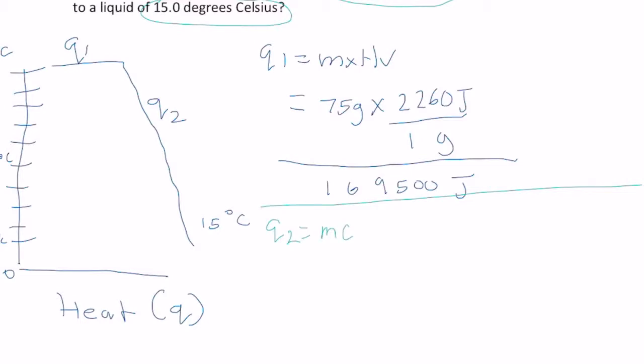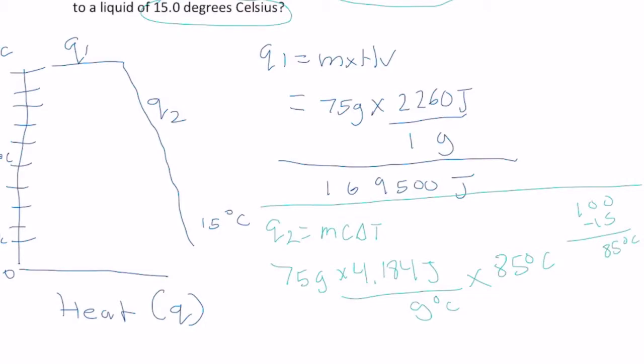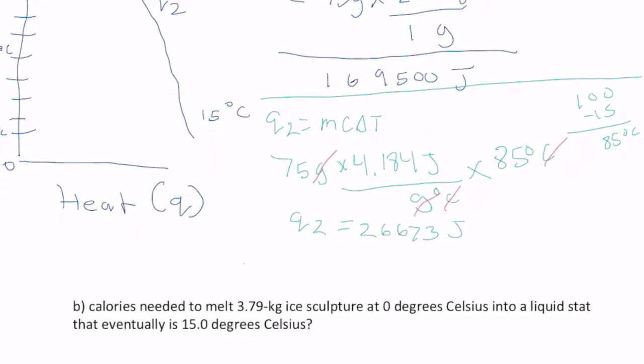Q2, we're going to use the formula MC delta T, which is mass, specific heat, and change of temperature, right? Let's go ahead and put that in. 75 grams, and our specific heat is 4.184 joules over grams degrees Celsius times what? 85 degrees Celsius. And how did we get that? 100 subtracted by 15 actually equals 85. So that's how we get that. If you didn't know how to do that, well, now you know. Alright, so we're going to cross out the similar units, right? There you go. Now we're just going to be multiplying across. Multiplying across, we should get 26,673 joules. Okay, so what's next?